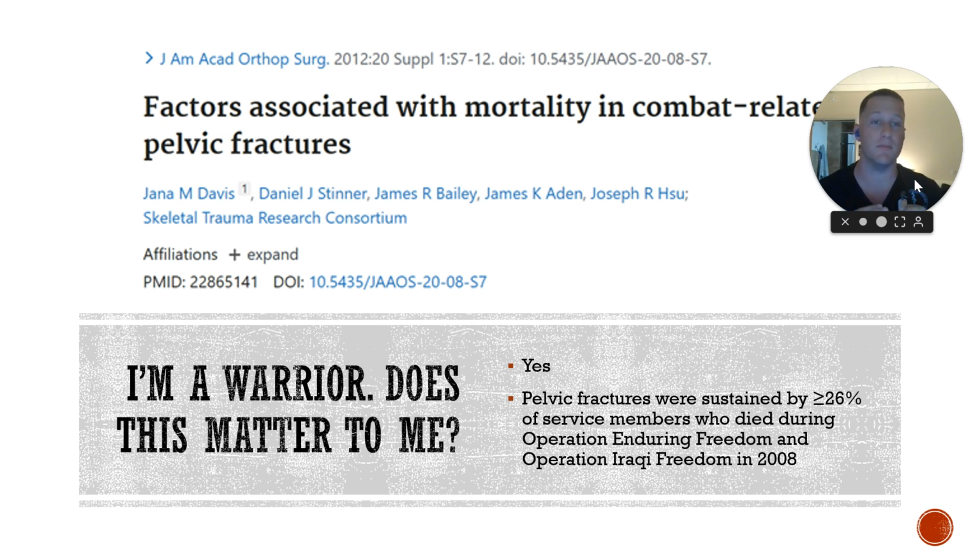We saw this the most in either mounted IEDs, so an IED within a vehicle, or especially dismounted IEDs. You step on a pressure plate or something like that, you're going to have concomitant pelvic fractures, and it really increases your injury severity score. Pelvic fracture, super bad for you, super big problem in combat trauma.